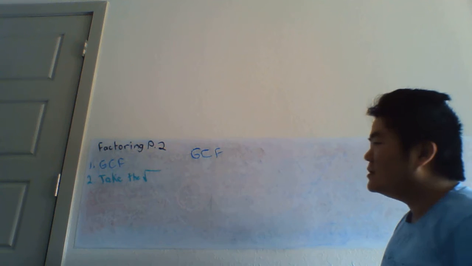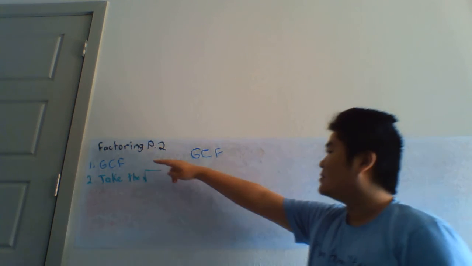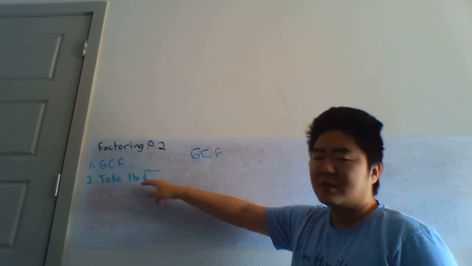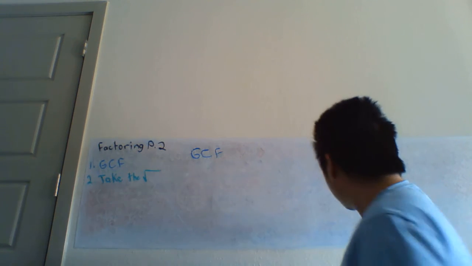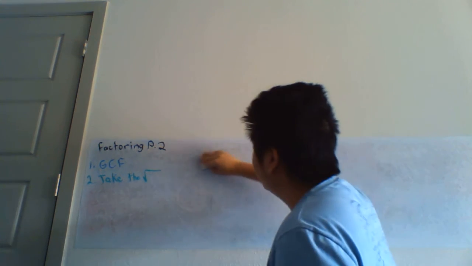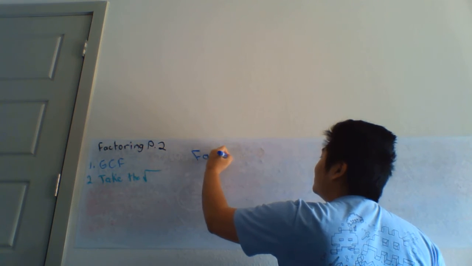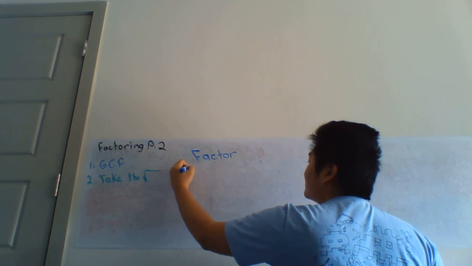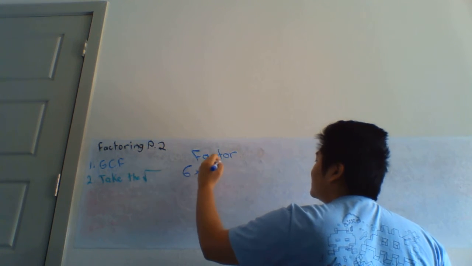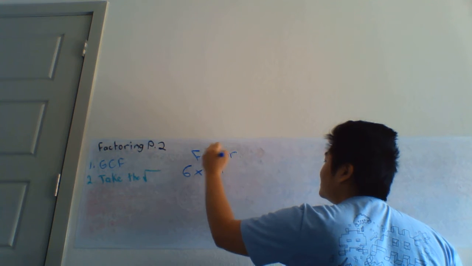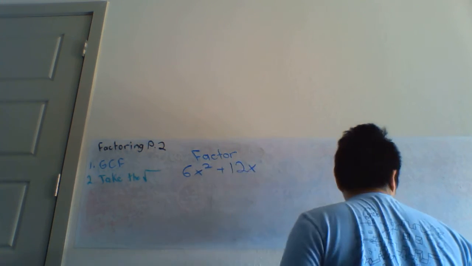Now, the thing about these topics is that it's not going to tell you factor by GCF. It's not going to tell you take the square root. All it's going to ask you is something along the words of factor. Factor this. What's the solution to this? So we'll have something like 6x squared plus something like 12x.